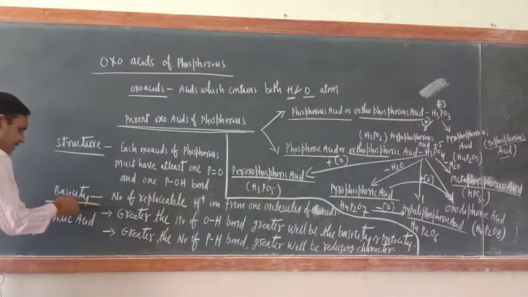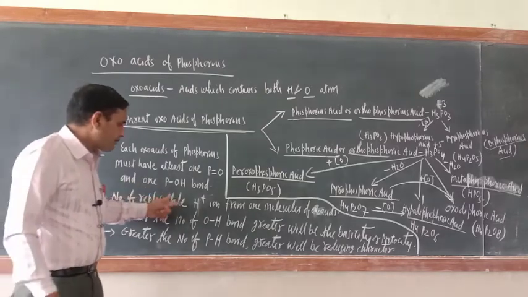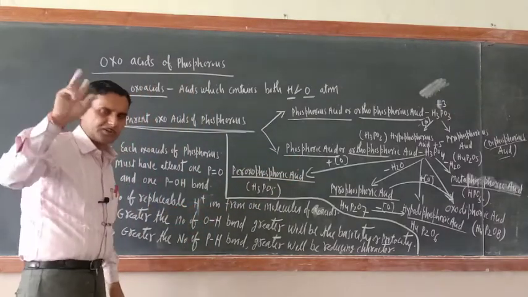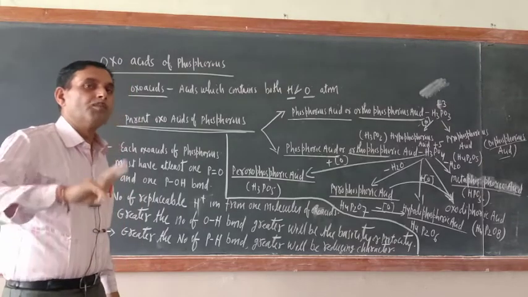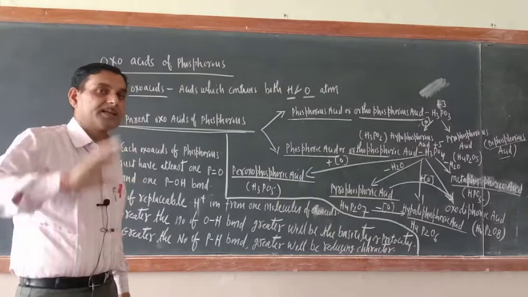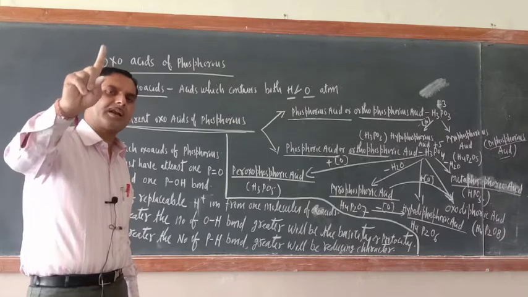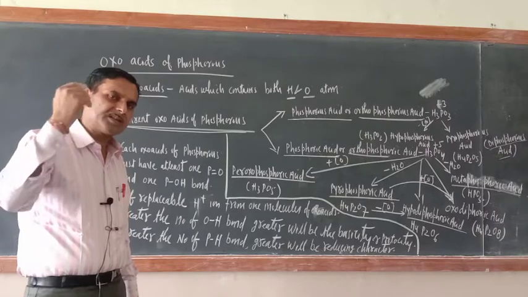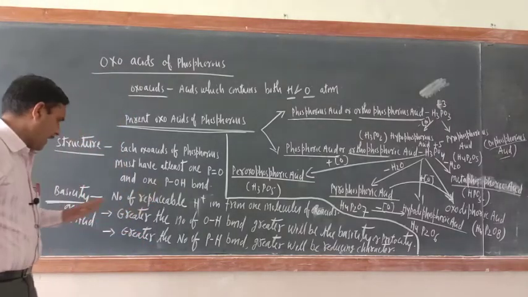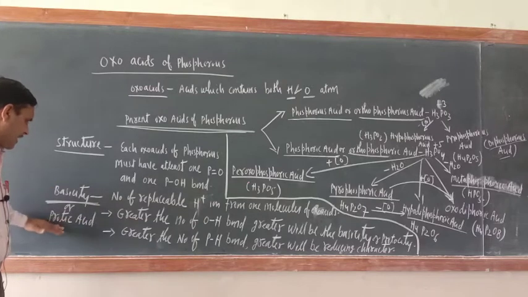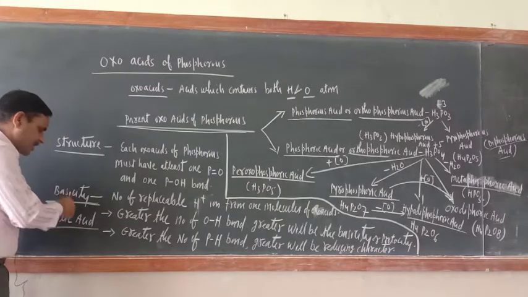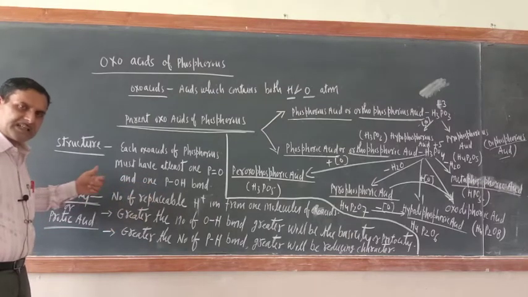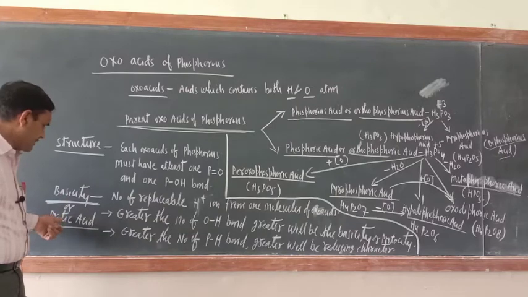Now what is basicity? Basicity means the number of replaceable H positive ions from 1 molecule of oxo acid. Just see, I am using the words monobasic, dibasic, tribasic. Monobasic means 1 replaceable OH is there. Dibasic means 2 replaceable OH. Tribasic means 3 replaceable OH is there. Are you getting my point or not? So basicity is known as the number of replaceable H positive ions. Similarly, another term can also be used, that is protic acid.